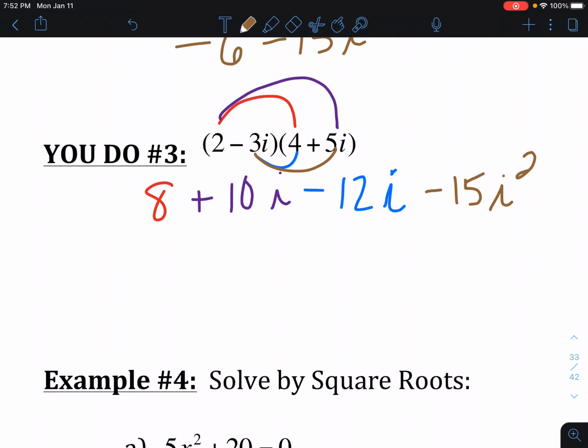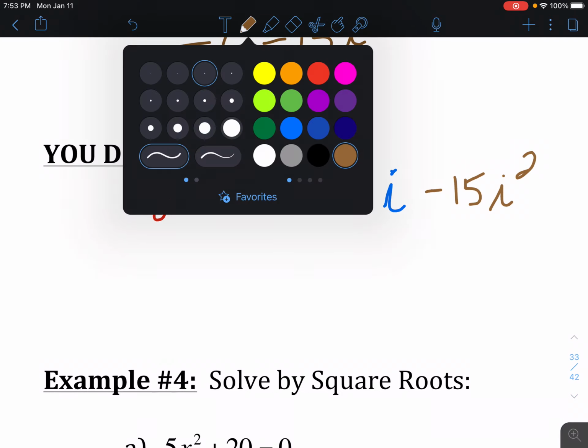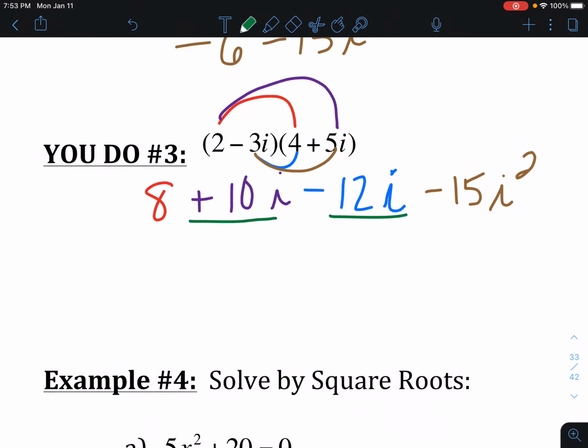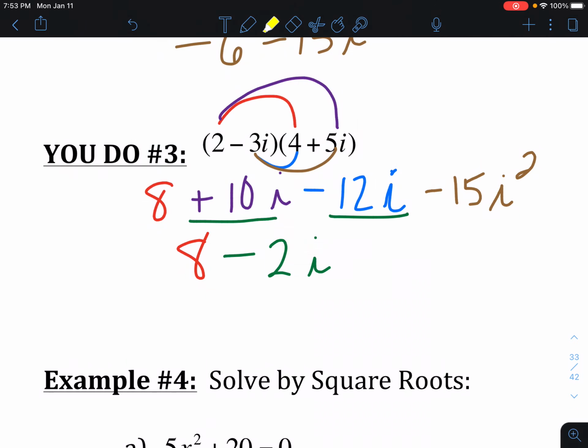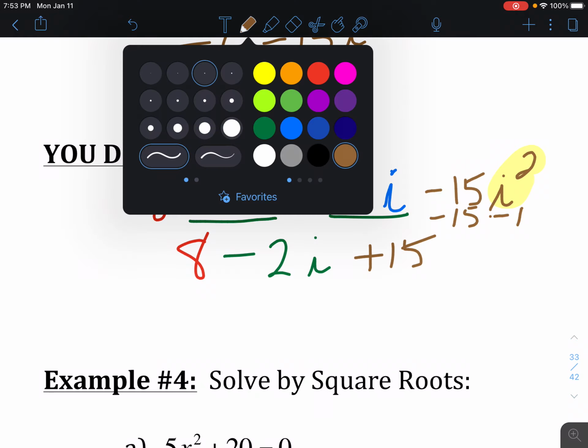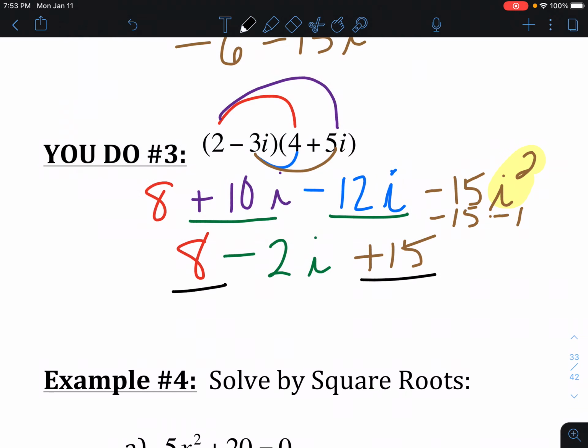Okay, we can clean up a little bit here. These guys can combine to have 10i minus 12i is minus 2i. Bring that down. Let's worry about that minus 15i squared. So we have this, that turns into negative 1. So this would be minus 15 times negative 1 would be plus 15. And then from there, we can combine like terms again. 8 plus 15 is 23. And then bring down your minus 2i.